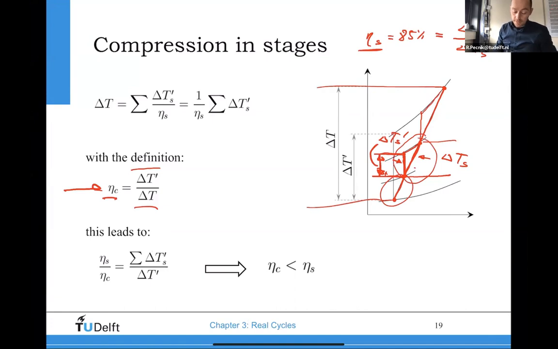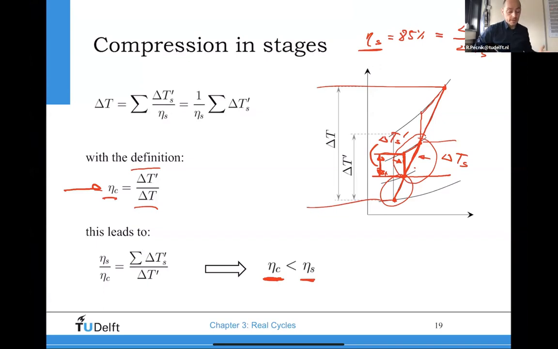You can show that for a compressor, the compressor efficiency, if you take these temperatures at the inlet and the outlet of the overall compression, is smaller than the individual stage efficiencies. Okay?